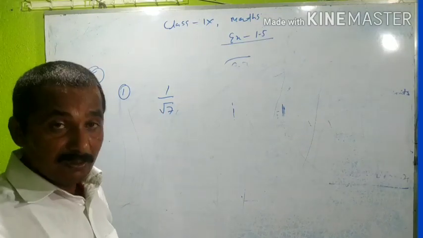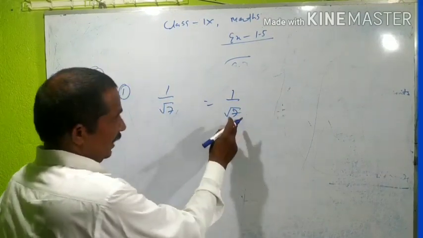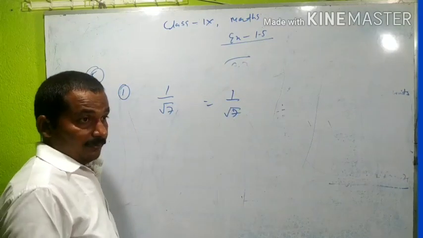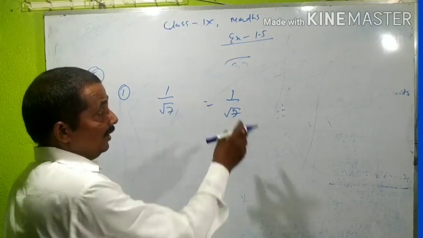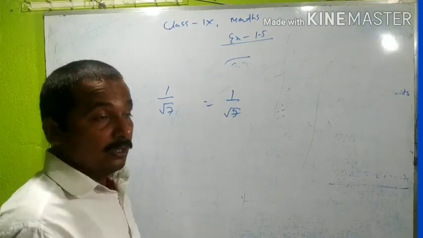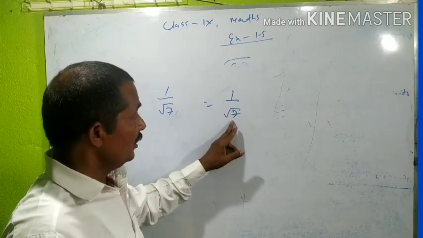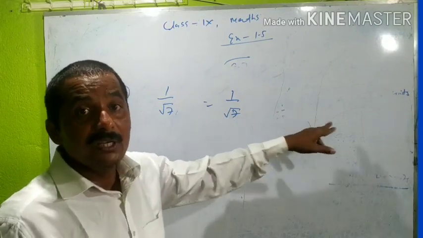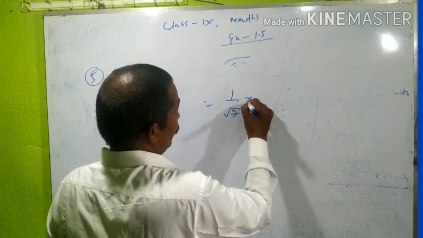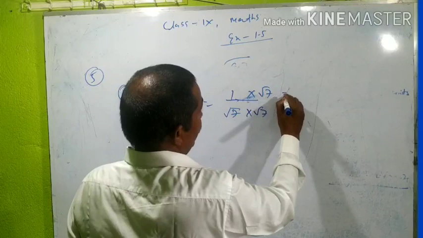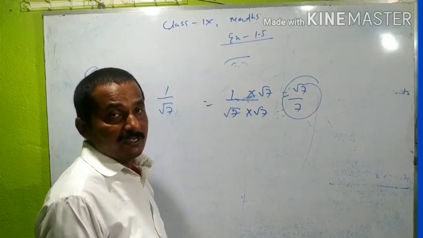So how will you do it? Try to understand the process. For 1 by root 7, you will multiply the numerator and denominator by the same number, such that the product of the denominator and that number is a rational number. Like if you multiply by root 7 here, and here also root 7, then it will be root 7 by 7. Look here, it is a rational number in place of an irrational number.